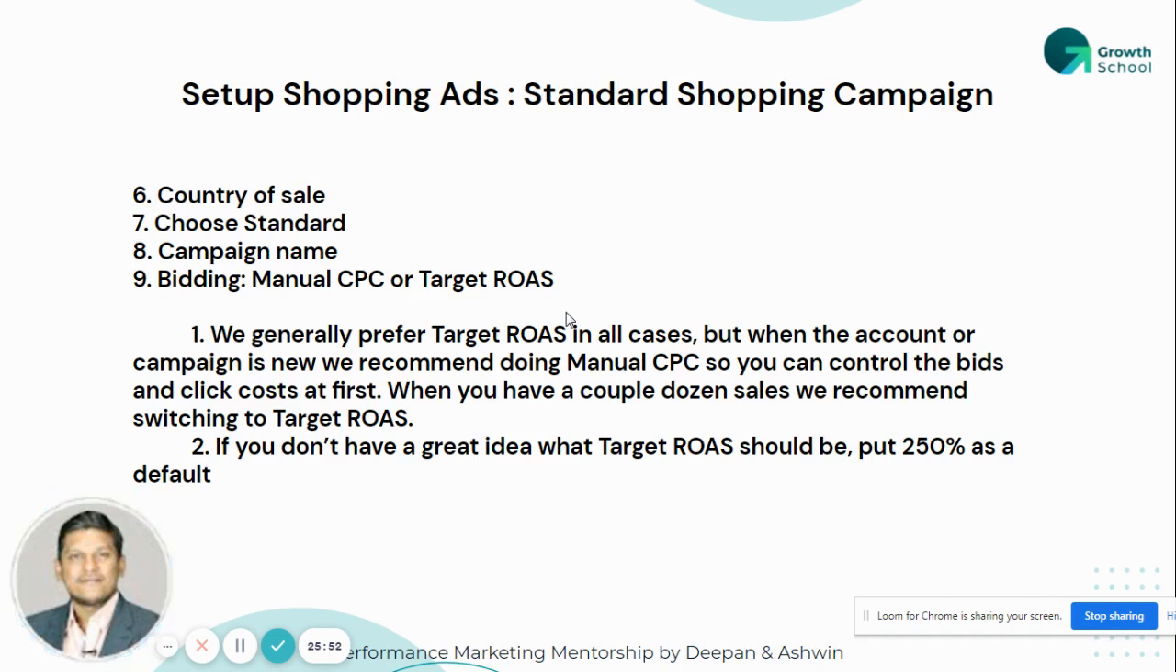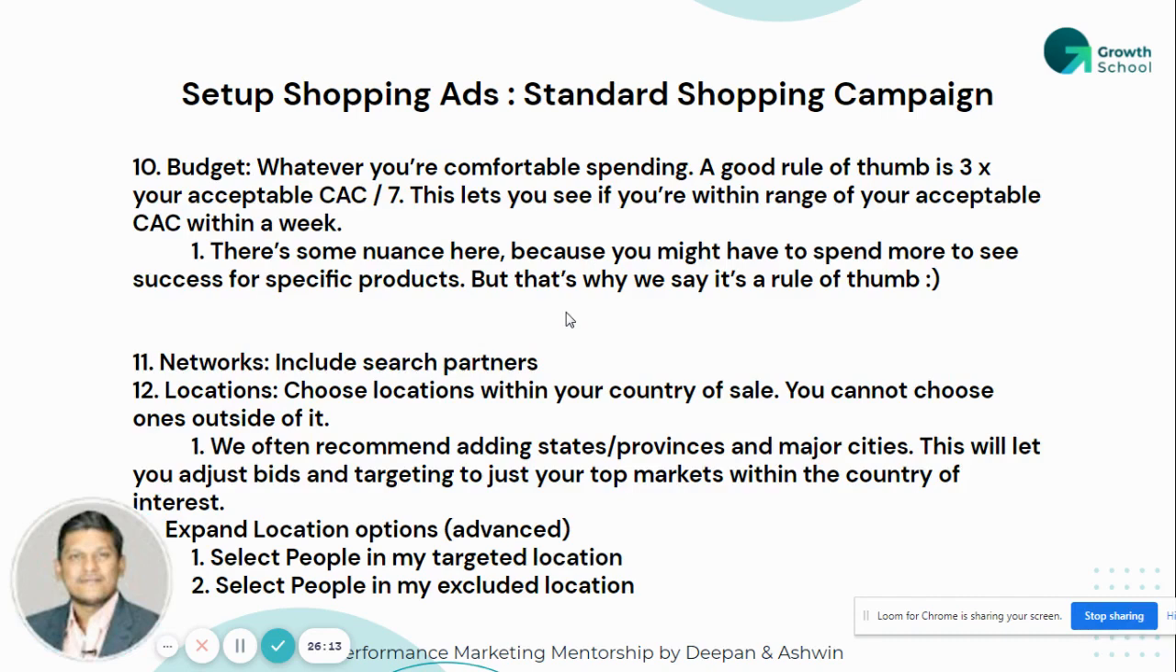So when you have a couple dozen sales, then we will say that okay, you can move to target ROAS. If you don't have any idea for ROAS, then a standard is somewhere around 250%, and you can apply that.